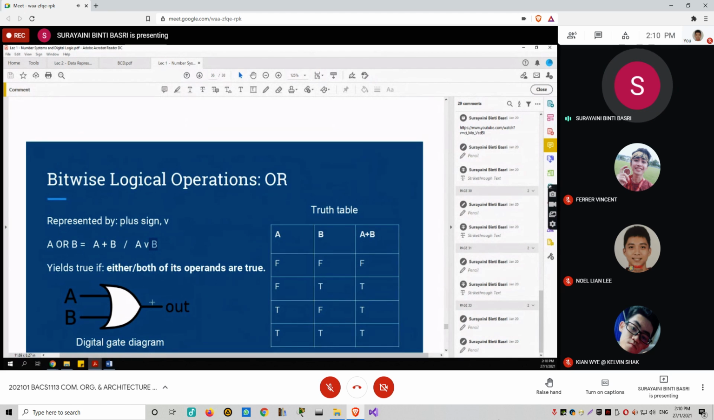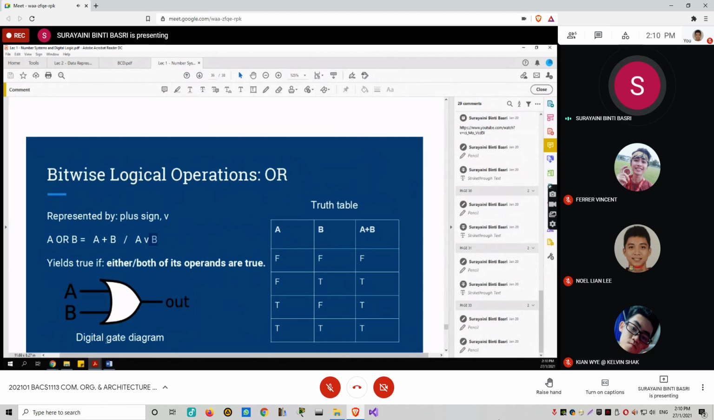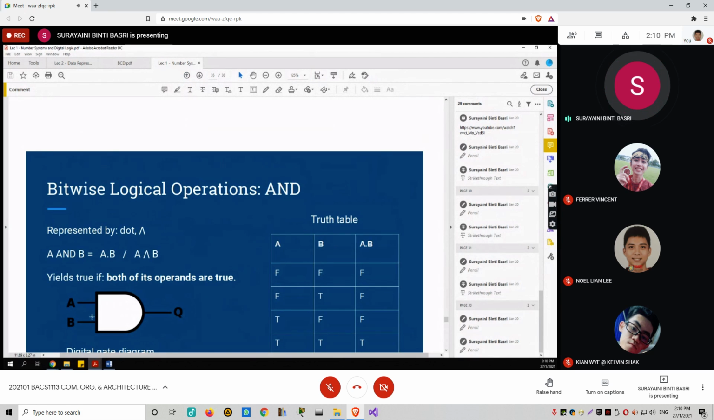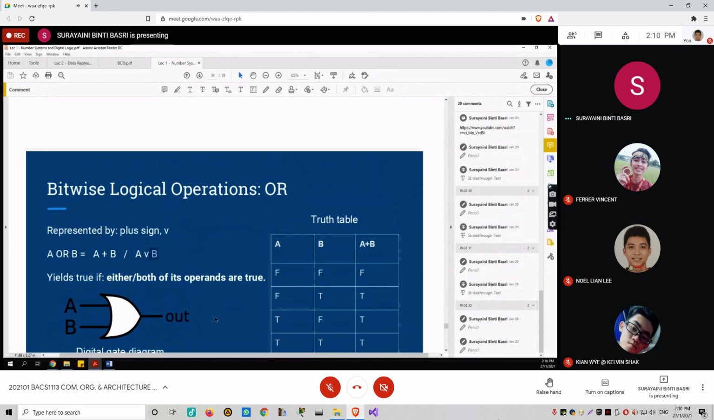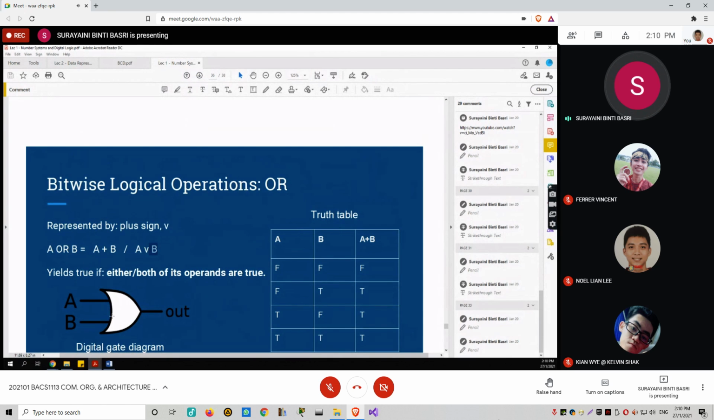And then the digital gate diagram for this OR operation is like this. It is like a kite. If you know the layang-layang, this is the diagram for OR. So it is different from AND, because AND is more similar to a capital D, but this one is like an arrow or a kite. Okay, so this is the diagram.